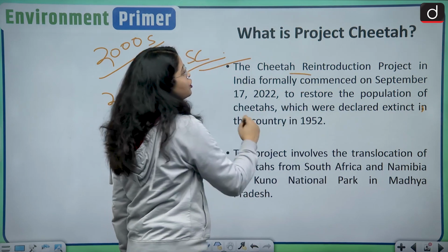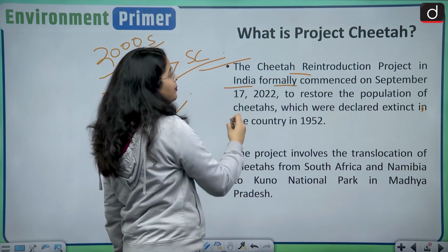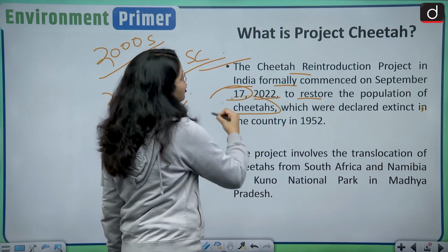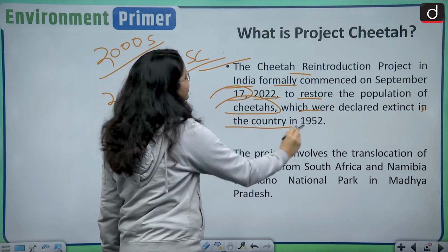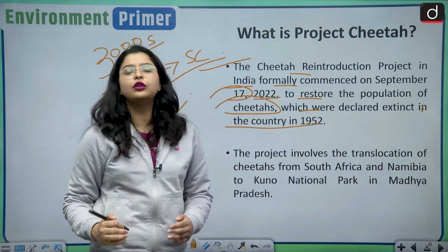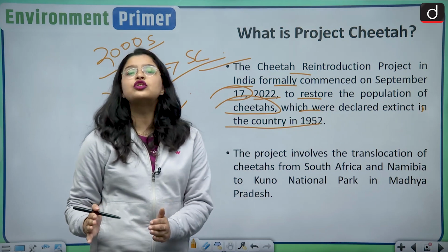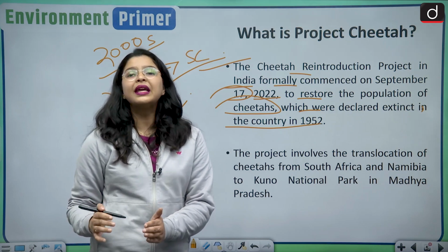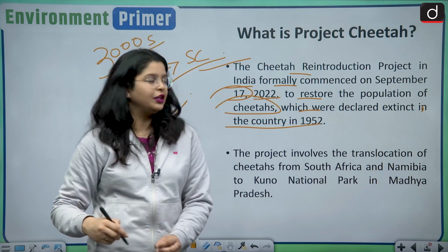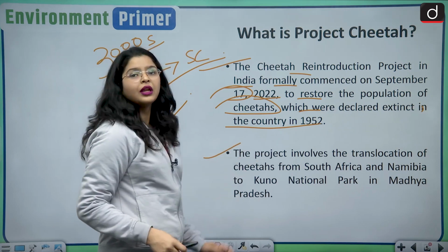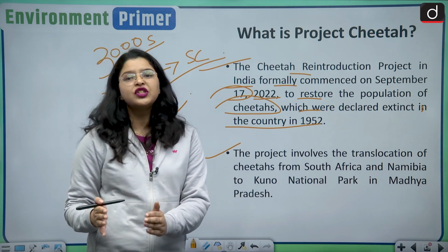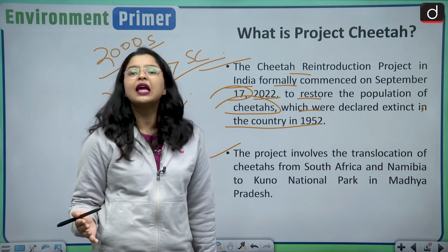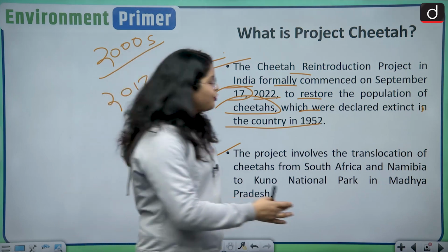So the Cheetah Reintroduction Project in India formally commenced on September 17, 2022 to restore the population of cheetahs which were declared extinct in the country in the year 1952. So that means we do not have naturally occurring cheetahs. They are a thing of the past and they finally became extinct in the year 1952. And the project involves the translocation of cheetahs from South Africa and Namibia to the Kuno National Park in MP, as I have informed you. Okay, now moving forward.